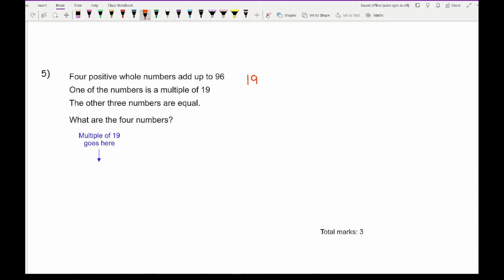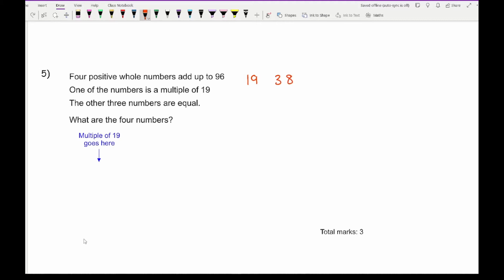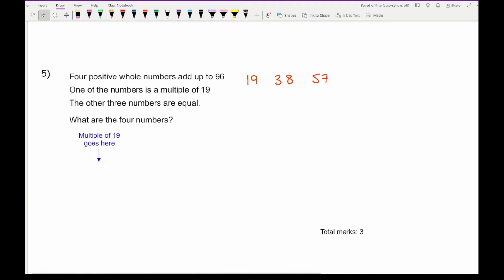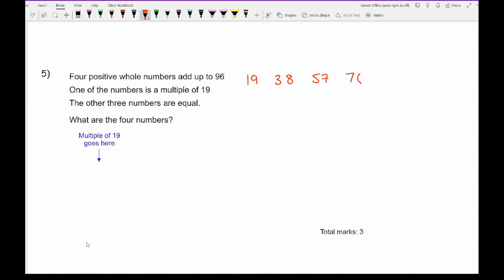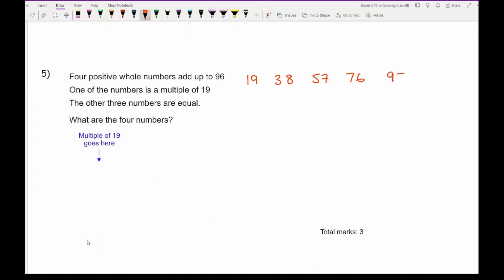the 19 times table. So here, if I get the calculator back, I'll work out what the 19 times table is. If I press 19 equals and then add 19 and press equals, it'll tell me what the next number is. So 38, and then press equals again, 57, then press equals again, 76, and the last one is going to be 95. Well, it's definitely not going to be 95, but I'll write that down anyway.